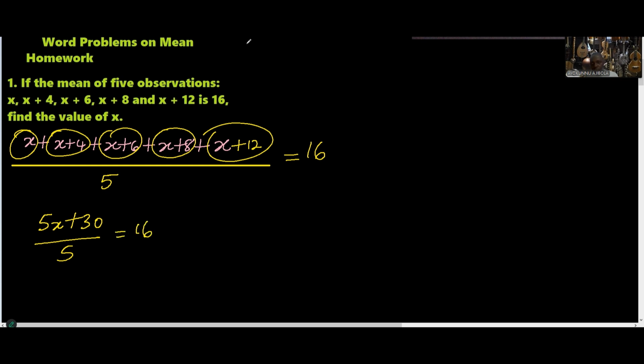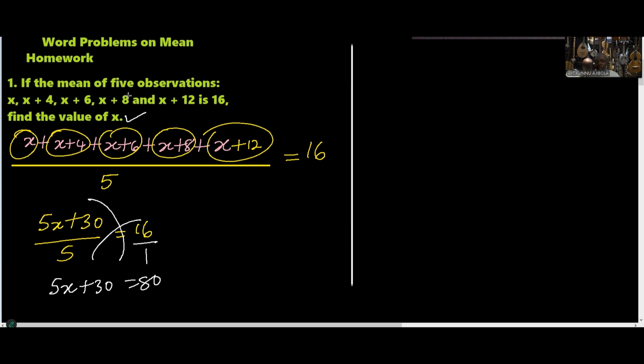So here now, the goal is to find our x. We want to know the value of x. This is over 1, then you cross multiply. 1 times 5x plus 30 is 5x plus 30. And 5 times 16 is 80. Am I correct? Is 5 times 16 80? Yes, 10 times 5 is 50 and 6 times 5 is 30. So 50 plus 30, that's 80.